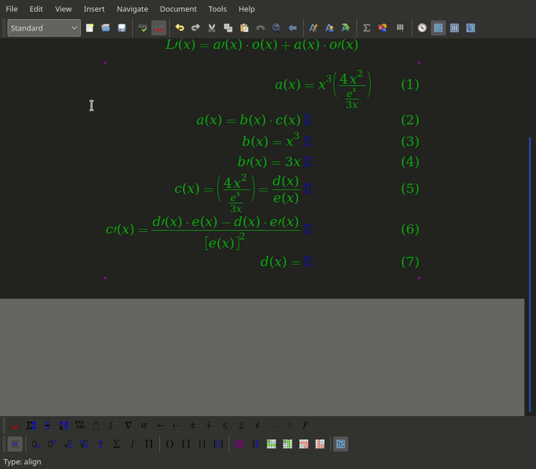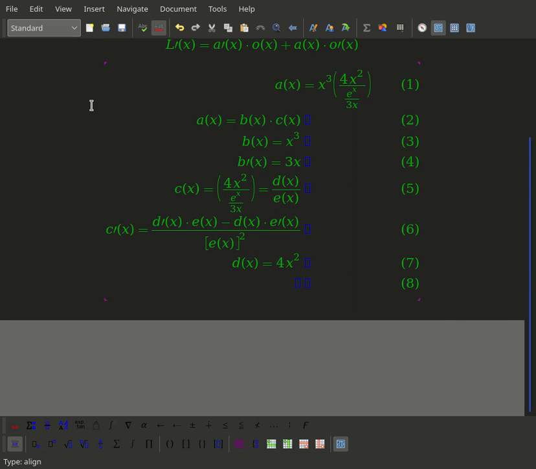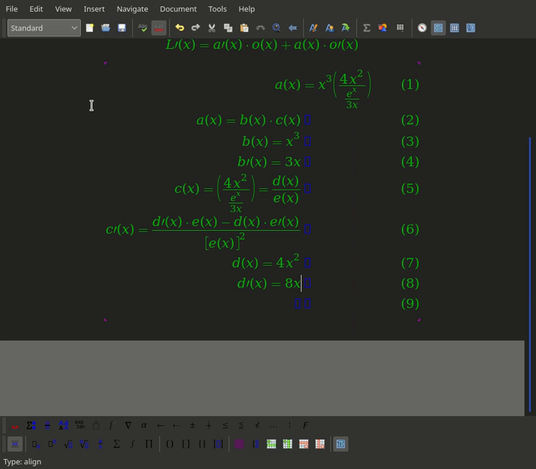D of x is 4x squared. And with that, we know that D prime of x is 8x. We use the power rule and constant multiplier, combine them, and get an 8x out of that. After that, we have E of x is, I was afraid of that.